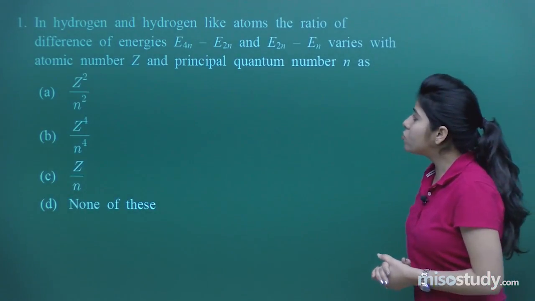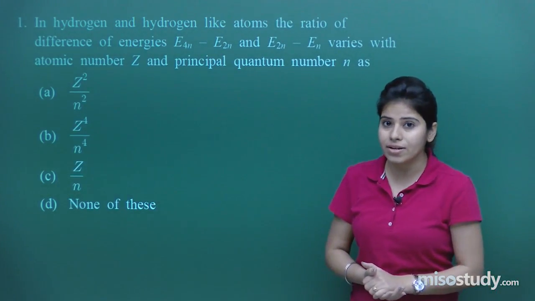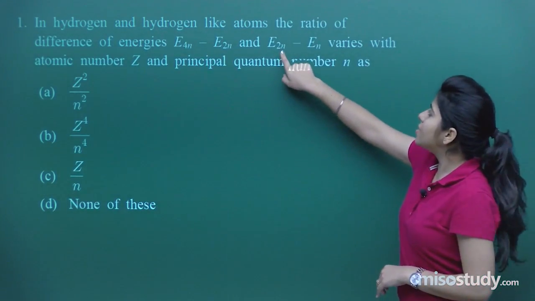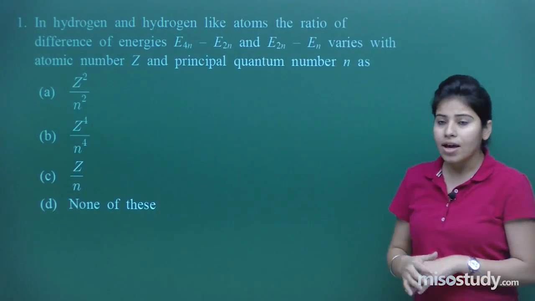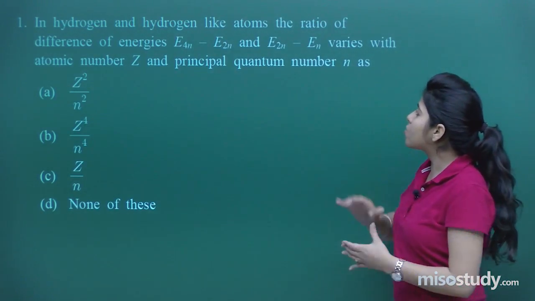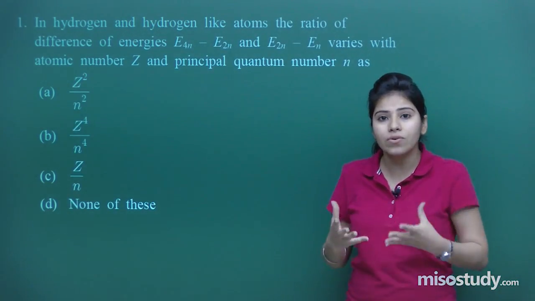So in hydrogen and hydrogen-like atoms, the ratio of difference of energies E4n minus E2n and E2n minus En varies with the atomic number Z and principal quantum number n. So we have to tell what will be the ratio.